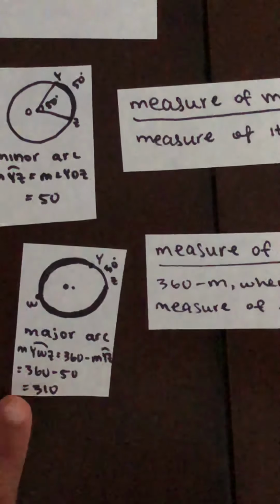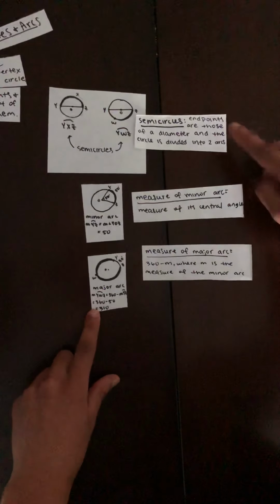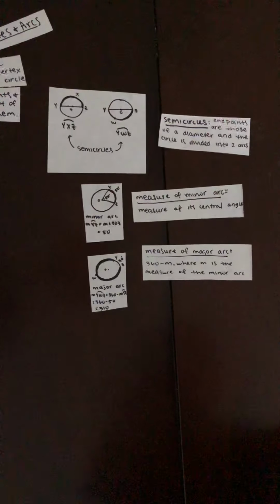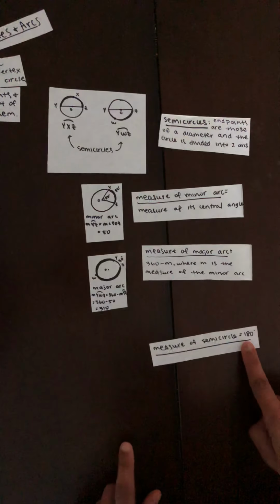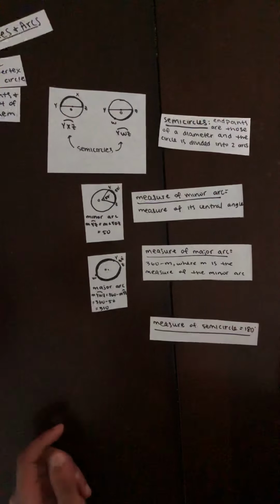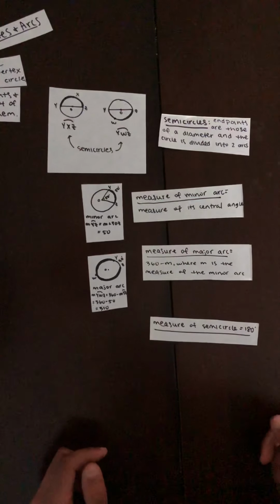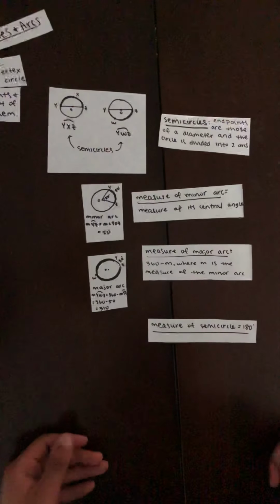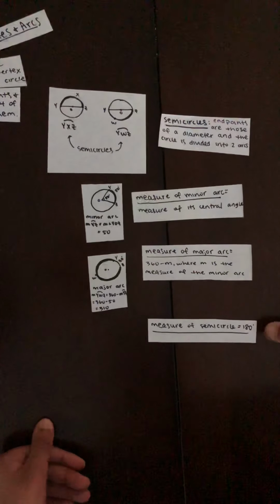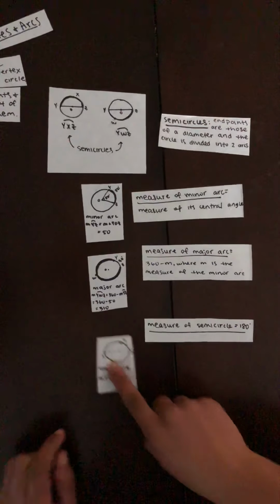And lastly, let's talk about how to find the measure of a semicircle. This is easy enough because we know that the degree of the circle is 360 degrees, so we divide that by 2, and we get the measure of the semicircle, which is 180 degrees.